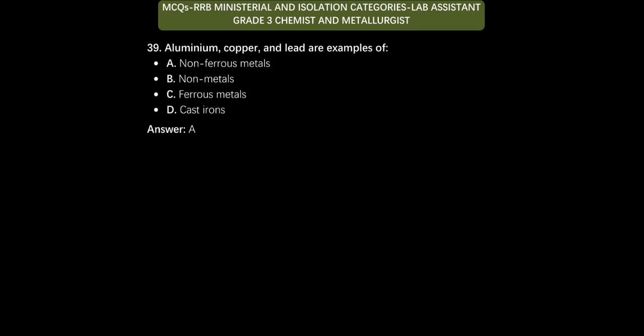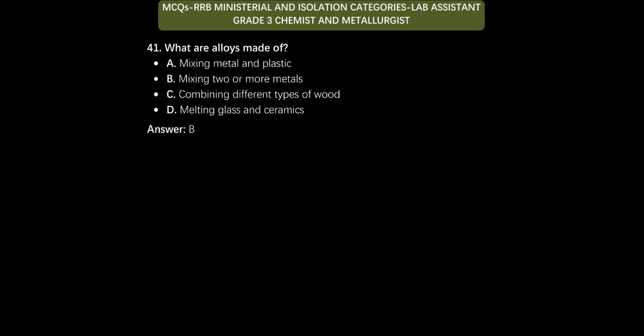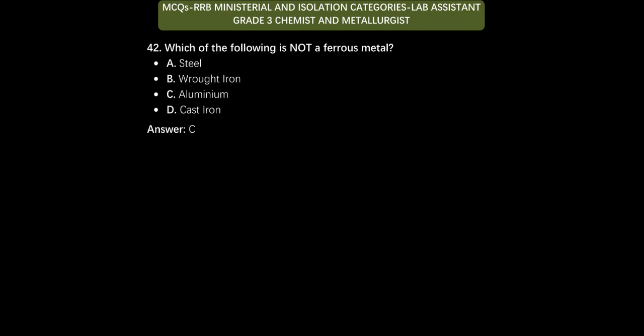Aluminium, copper, and lead are examples of option A, non-ferrous metal. Which is a property of non-metals regarding electricity? Option B, poor conductor. What are alloys made up of? Option B, mixing two or more elements. Which of the following is not a ferrous metal? Option C, aluminum. Grey cast iron is a type of option C, ferrous metal.